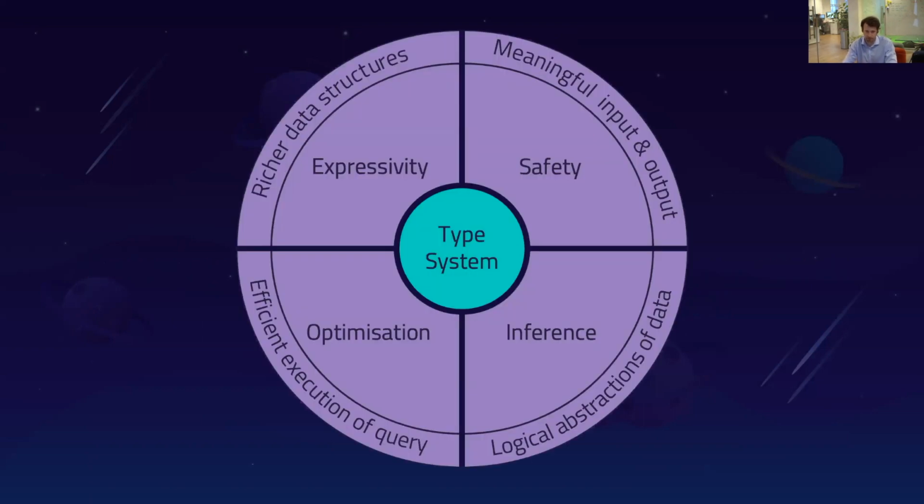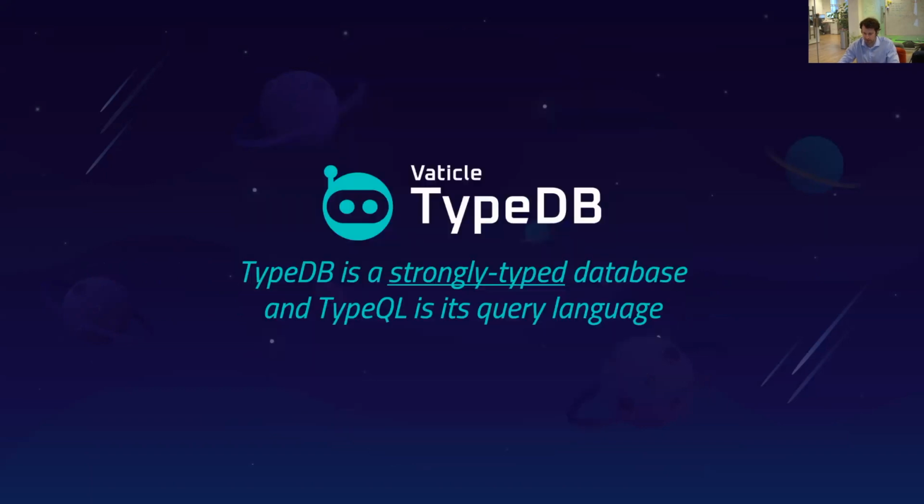So to bring everything together, we spoke about the expressivity in the type system. We spoke about the safety, the inferencing, and the optimization. All those things together make up what we call TypeDB's type system. Effectively, that's why we call TypeDB a strongly typed database with TypeQL as its query language.